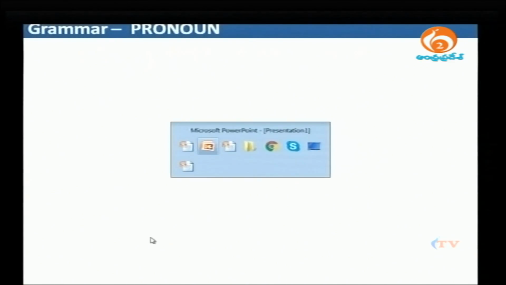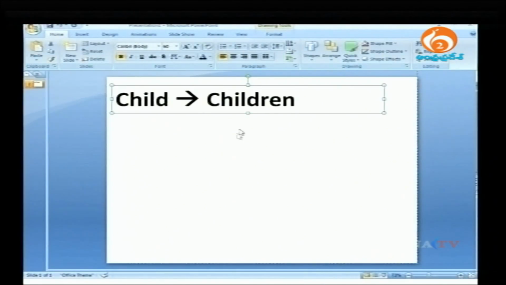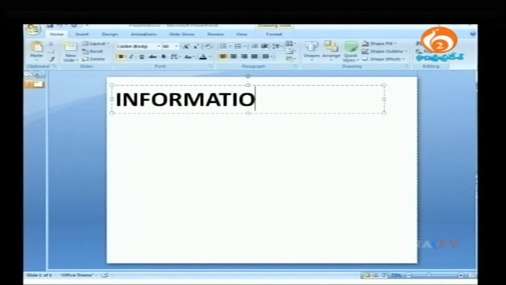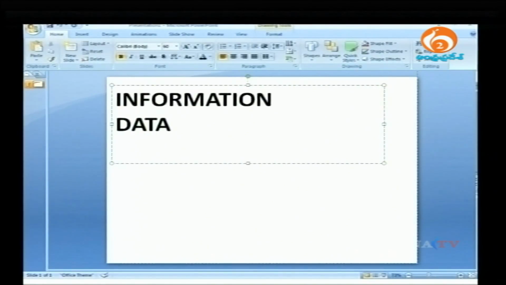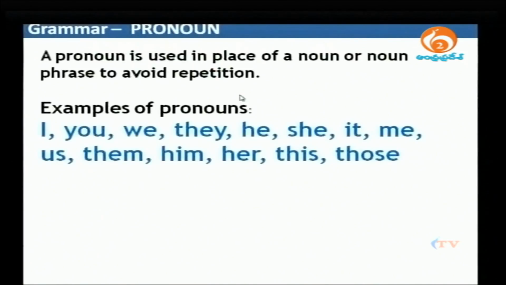All right. Now, before I go to the pronoun aspect, one quick piece of information. For example, information does not have a plural form. Data does not have a plural form. The animal, sheep, does not have a plural form. So you can't say sheeps, datas, and informations. That is wrong. All right. So likewise, there are a lot of such words which you need to keep in mind.